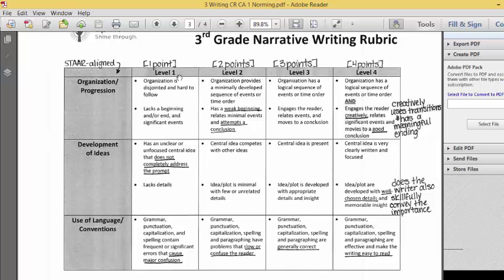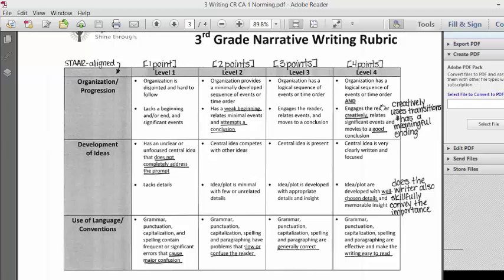You'll see that the lowest score that they can receive is a level 1, so they at least get 1 point for each of these strands, and then the highest number of points is 4 points for a level 4. I'm going to briefly walk you through each of these 3 strands.